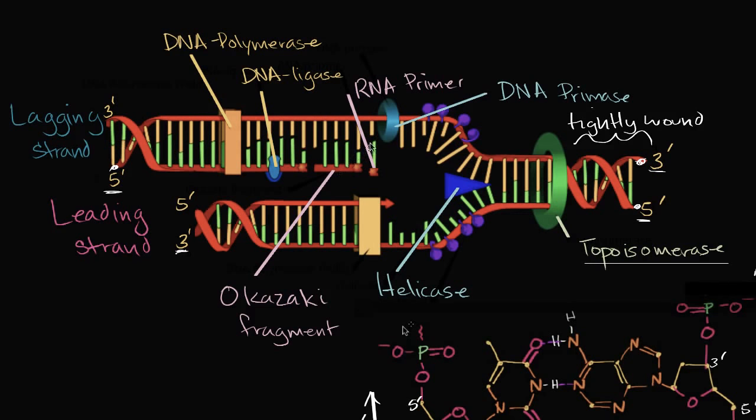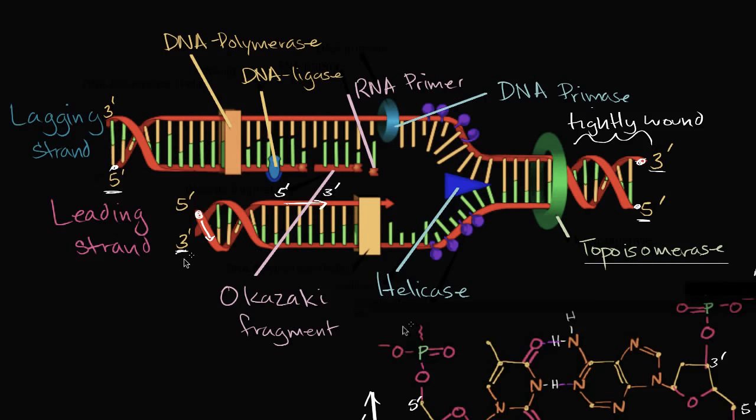Because as I mentioned, you can only add nucleotides going from the 5' to the 3' direction. So this strand on the bottom right over here, which we will call our leading strand, this one actually has it pretty straightforward. Remember, this is the 5' end right over here, so it can add going in that direction. This is the 5' to 3'.